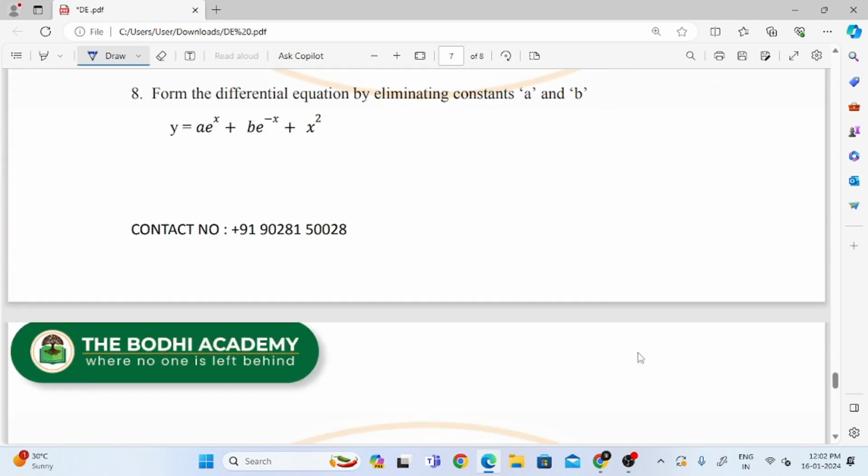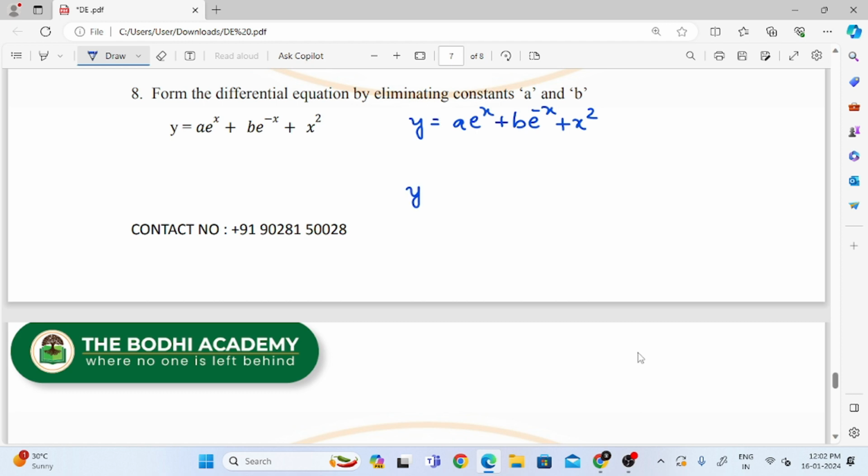Now look at the next question. Again y is equal to a e raised to x plus b e raised to minus x plus x square. In this differential equation also you can see that we have two arbitrary constants, so we will get a second order differential equation. Let's take the derivative the first time.